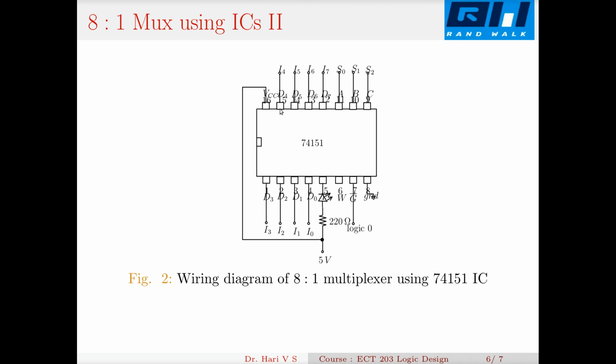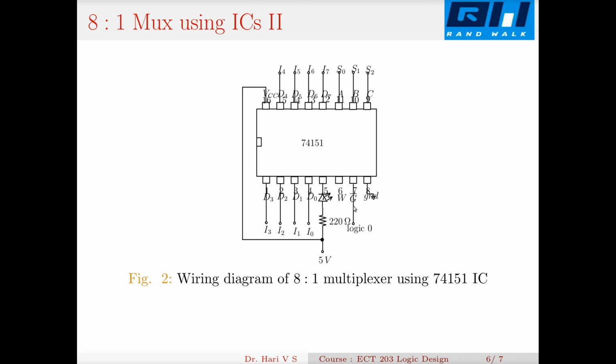Here it has 8 data inputs. These are D0, D1, D2, D3, that is pins 4, 3, 2, 1. Then I have D4, D5, D6, D7. These are the 8 data inputs, and these are the 3 select lines, S0, S1, S2. Here they are pins 11, 10 and 9. And one output is at pin 5. This is a normal output, and this pin 6 is a complemented output.